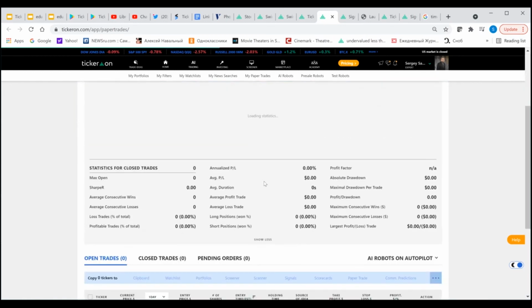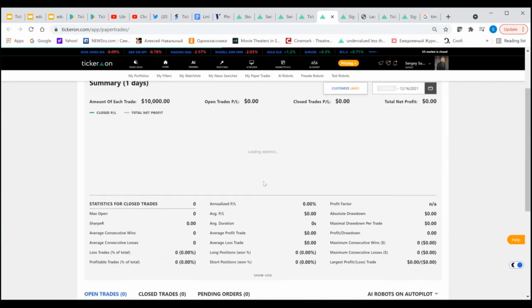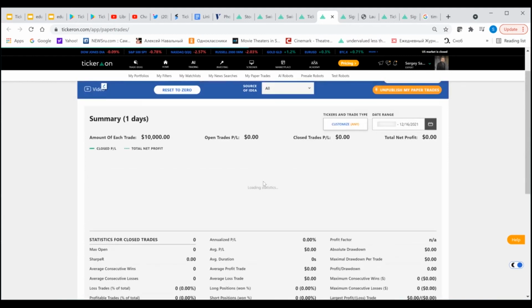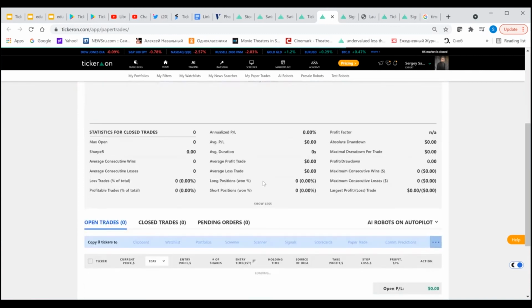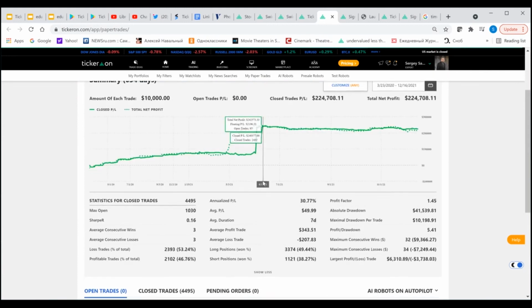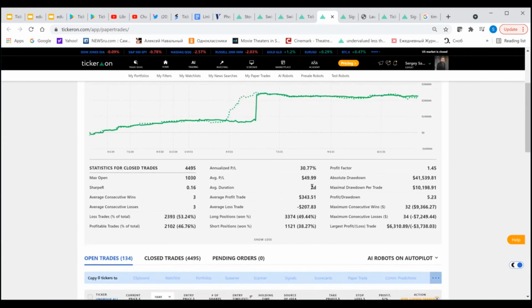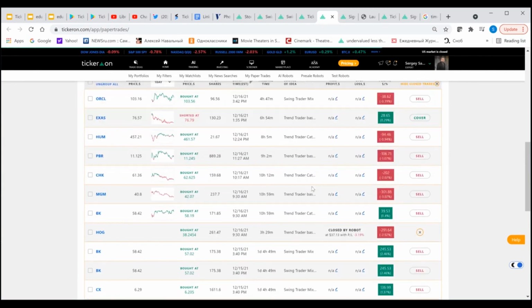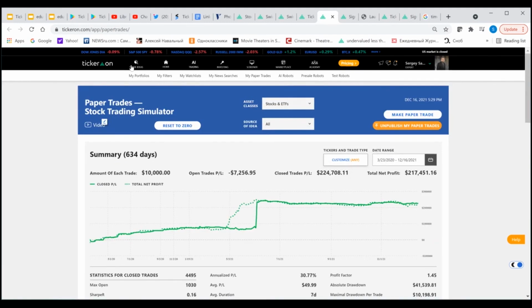I think it's being loaded. Let's wait a second. I would recommend starting with trading on the paper trades. Why is it loading so long? Hopefully I'm not disconnected. Yeah, so you see my average duration, and these are the trades on stocks. That's how you use it.